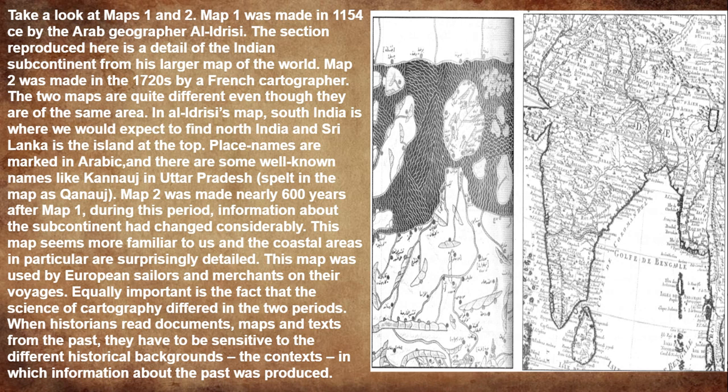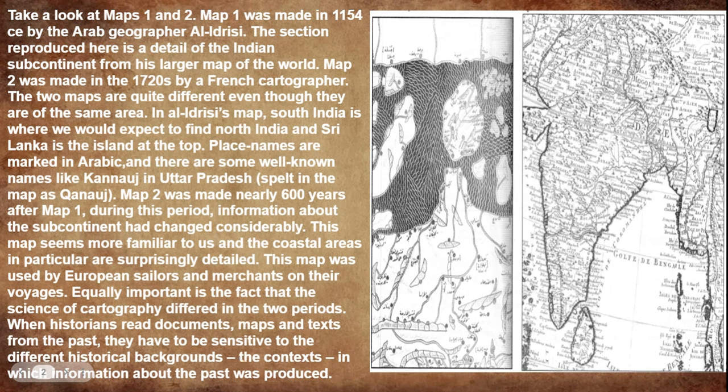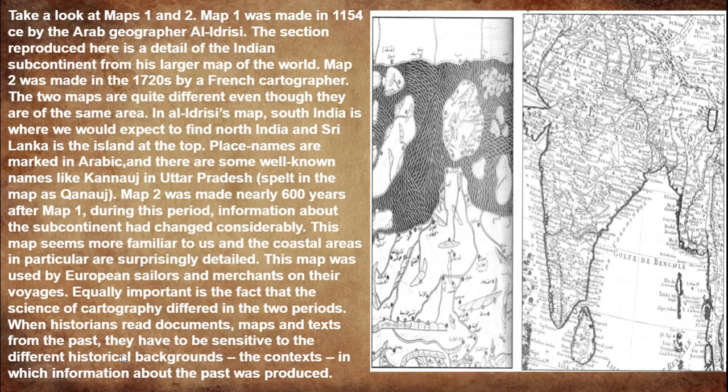During this period, information about the subcontinent had changed considerably. This map seems more familiar to us, and the coastal areas in particular are surprisingly detailed. This map was used by European sailors and merchants on their voyages. Equally important is the fact that the science of cartography differed in the two periods. When historians read documents, maps, and text from the past, they have to be sensitive to different historical backgrounds, the context in which information about the past was produced.